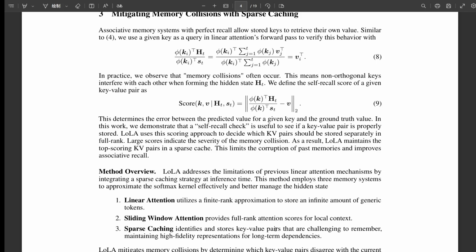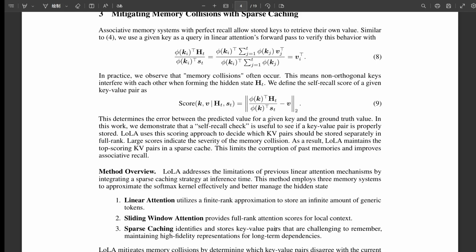And then when the model needs to generate an output token, equation 13 conceptually covers this, it retrieves information not just from that potentially lossy linear hidden state, but also from the high fidelity sparse cache for those specific difficult details and from the sliding window for the very recent context. It combines information recalled from all three systems to make a more informed, accurate prediction. And this whole process, deciding what's difficult, updating the cache, updating this state, happens dynamically as new tokens come in.